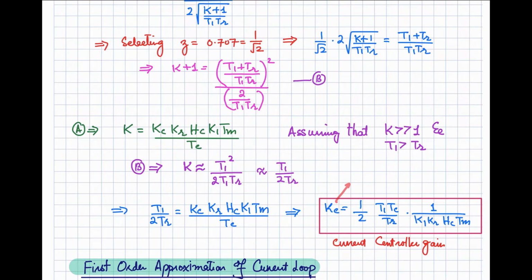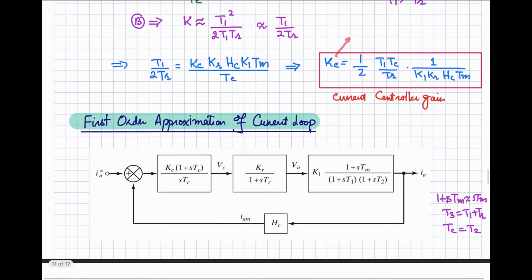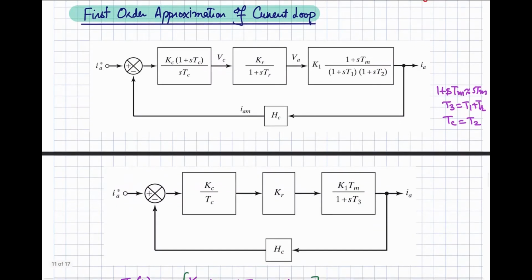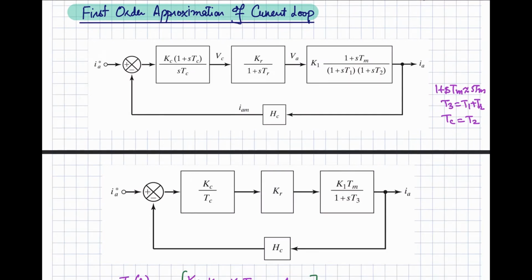So that was the last point of our last lecture. We have discussed up to this point in the last video. Now we are going to approximate this loop with the help of the first order transfer function. Here you can see the current control loop. This is the PI controller, this is your power electronic converter, this is the transfer function G1S that is relating the current of your armature with the applied voltage, right? We have discussed this one in the previous videos.